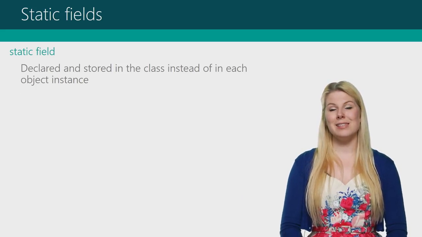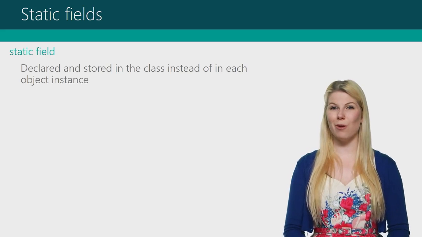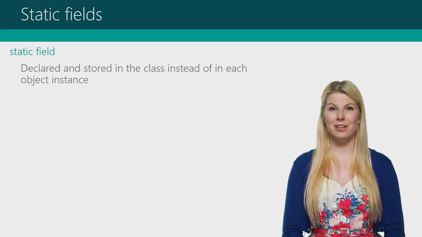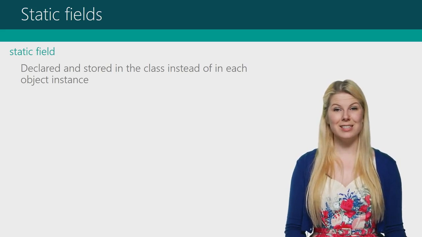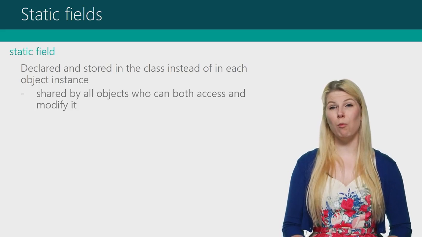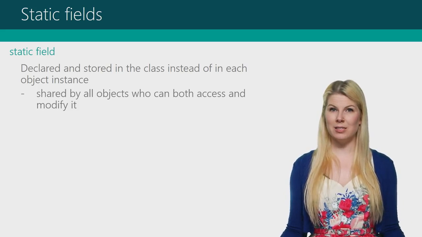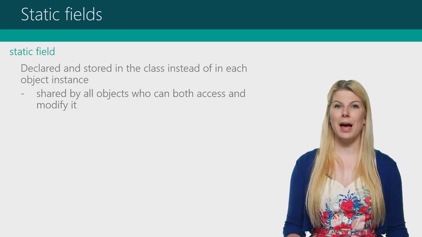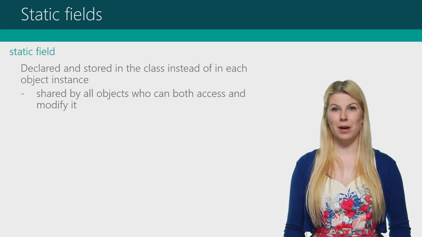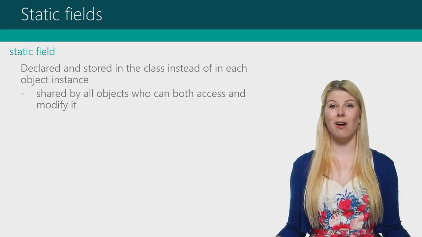Let's look closely at static fields. These are declared and their value is stored in the class definition instead of in each specific instance. So what this means is you have a variable with one particular value that is shared across all instances of an object who can both access it and modify it. But if one instance changes it, that change is going to be represented across all instances.